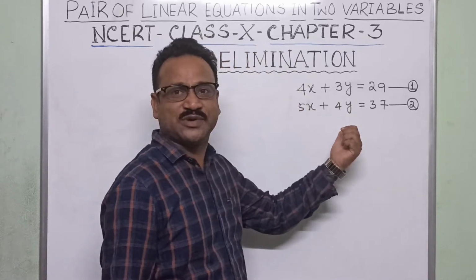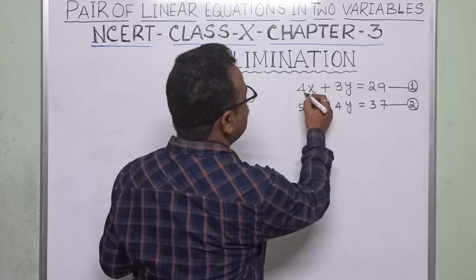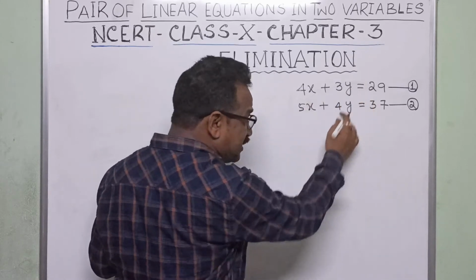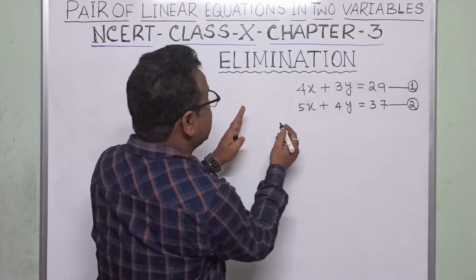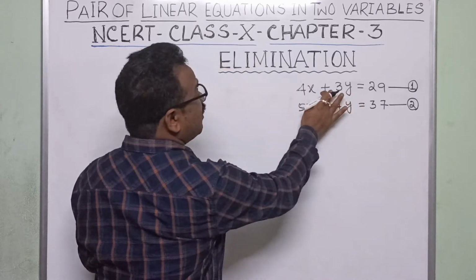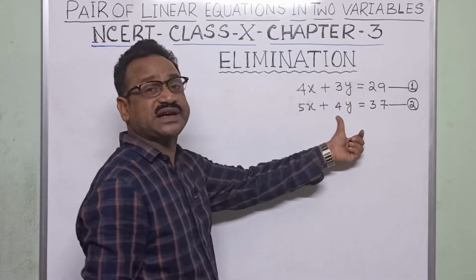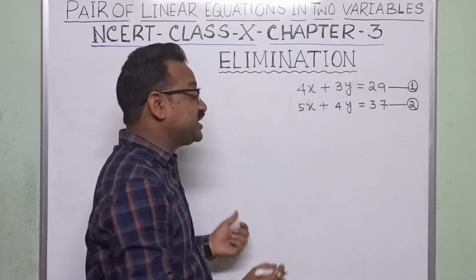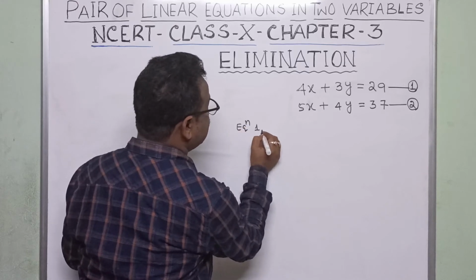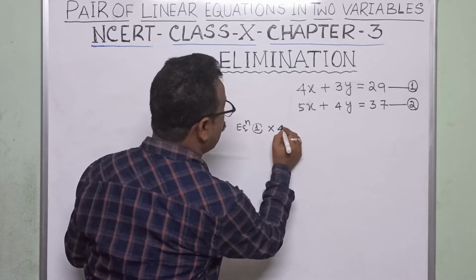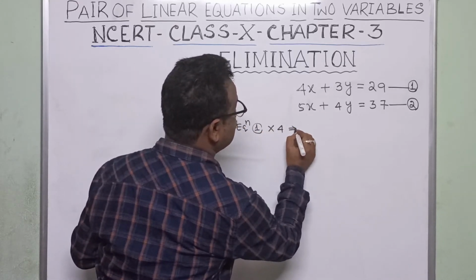Now come to solve this equation. So here y will be eliminated, already I have told you. The factors are already obtained: 4 for the first equation and 3 for the second equation. So now equation 1 into 4, what will we get?